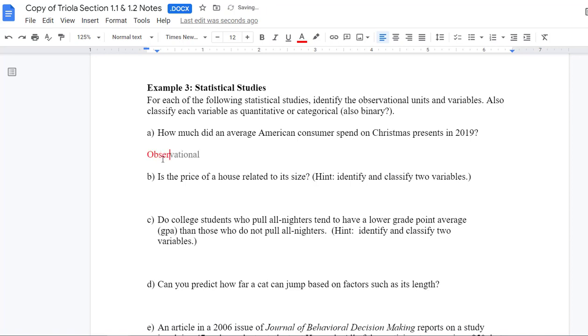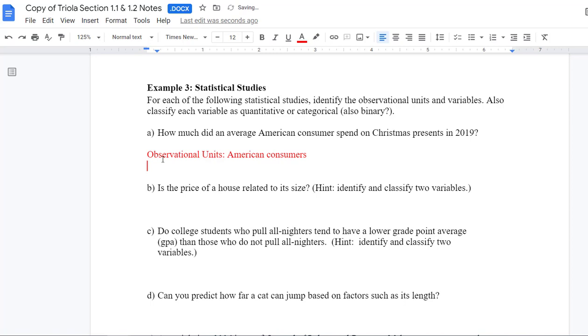So let's type the observational units. What do we think the observational units are? Let's read the study. How much did an average American consumer, so the observational units appears to be American consumers. And then let's identify the variable. What is it that we're recording? How much did an average American consumer spend on Christmas presents in 2019?